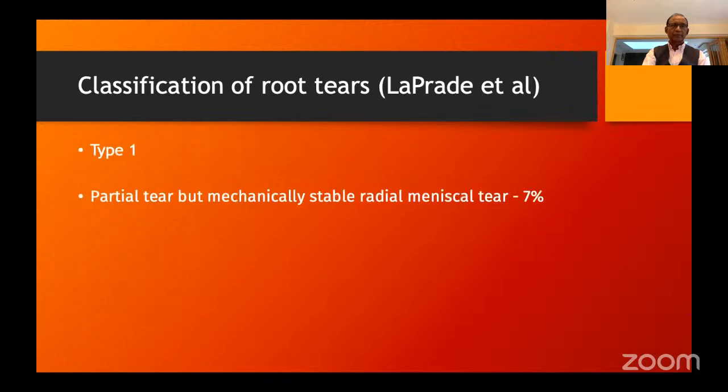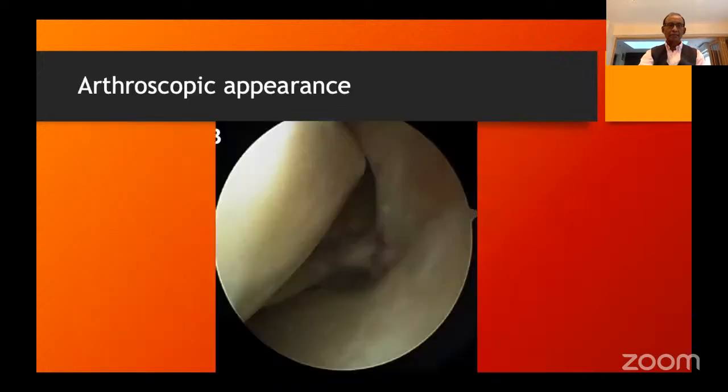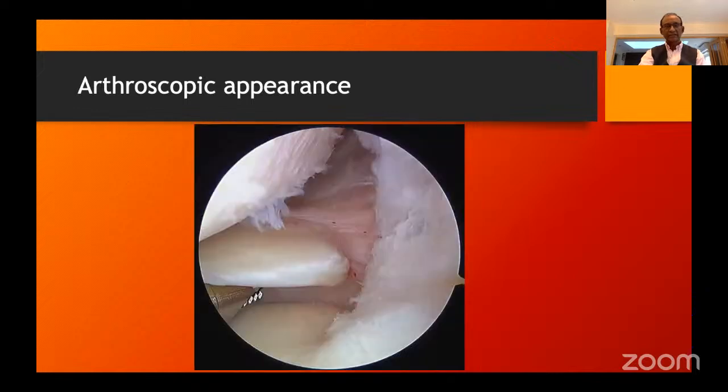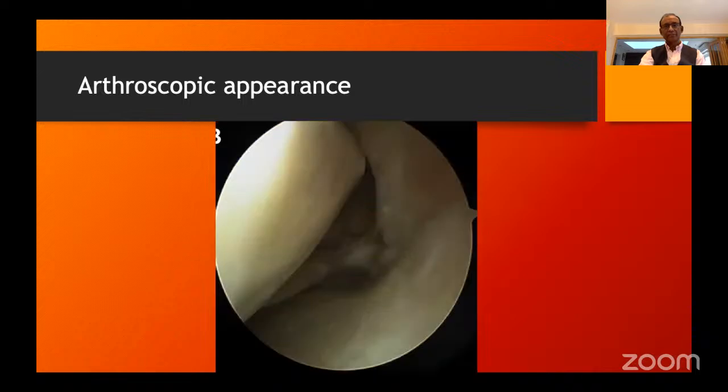Now, there are different types of meniscal root tears. Type 1 is only a partial tear. It is not a complete tear, it is a partial tear. If I go back to this picture, this is a complete tear of the meniscus, but this is a partial tear. But this will still count as a meniscal root tear.